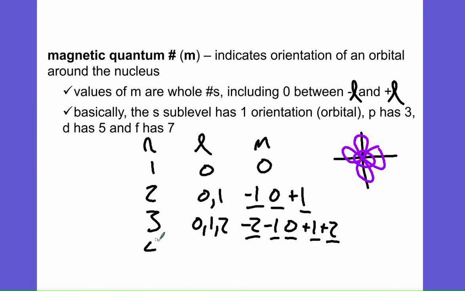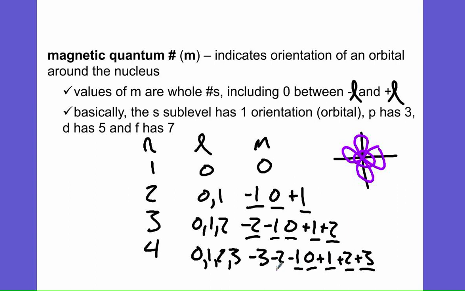Then we go to 4. Again, that's going to be 0, 1, 2, and 3 for L values. I can go all the way from -3 to -2, -1, 0, all the way up to +3. So that's going to give me 1, 2, 3, 4, 5, 6, 7 digits. So there are 7 orientations for that F orbital shape. Right? Again, it's a complicated shape, so I can't really draw it for you, but we'll look at that later.